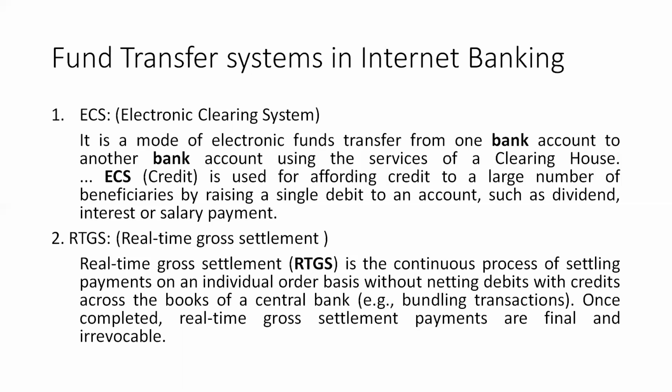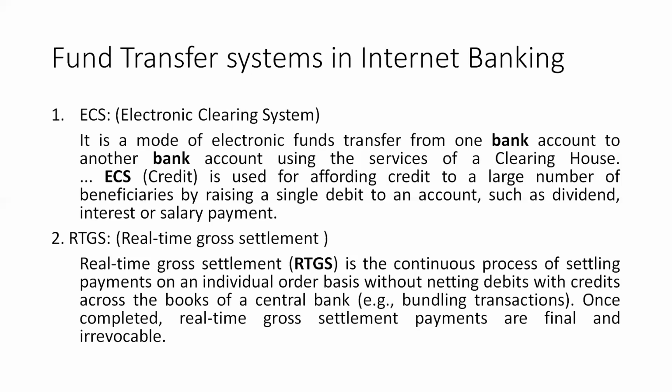ECS is normally done for organizations. But for individual customer settlements, we have one more system in banking called the RTGS technological system. What is RTGS? RTGS stands for real-time gross settlement. Real-time gross settlement refers to when a customer approaches a bank for a transfer of funds to some friend's account, and individually, the accounts are settled by the banker.